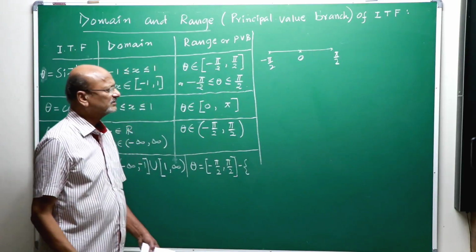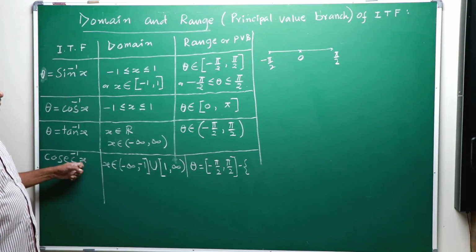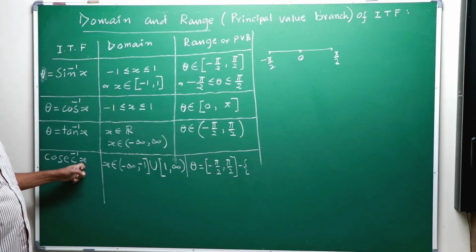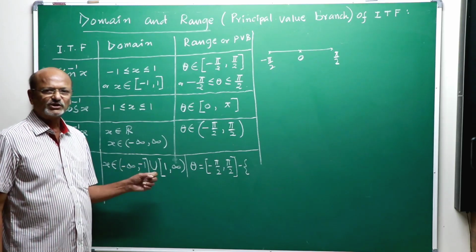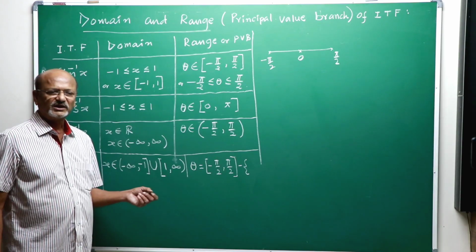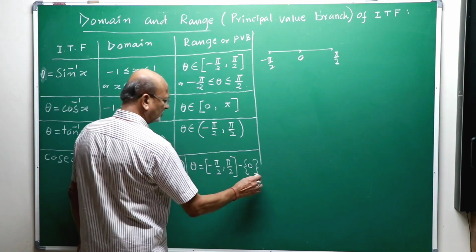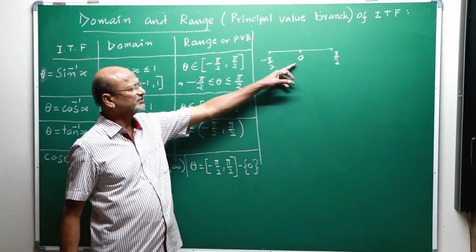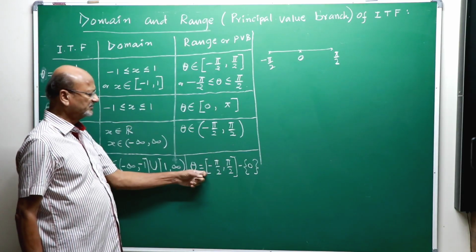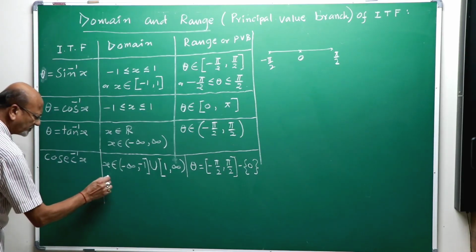Why, my friends? At x equal to 0, you know the value of cosec 0. What is cosec 0? Sin 0 is 0. Cosec 0 is 1 by sin 0, and 1 by 0 is undefined. Therefore, in this interval, except this 0, it is defined for all the others. This is the range of cosec inverse x.